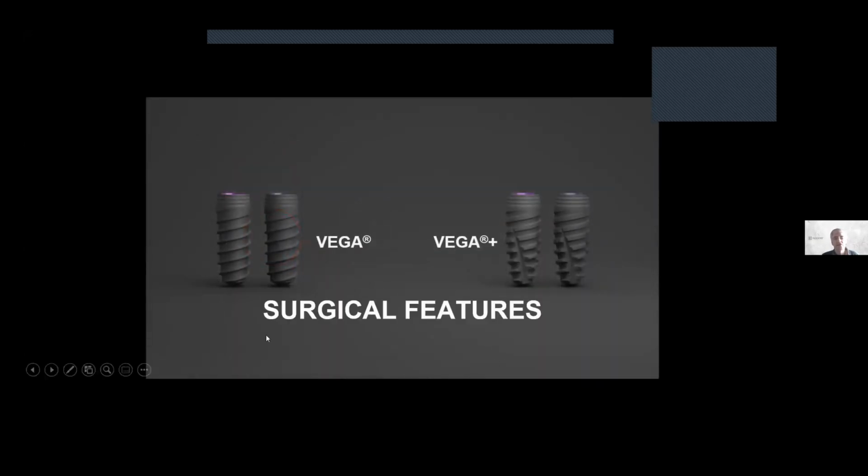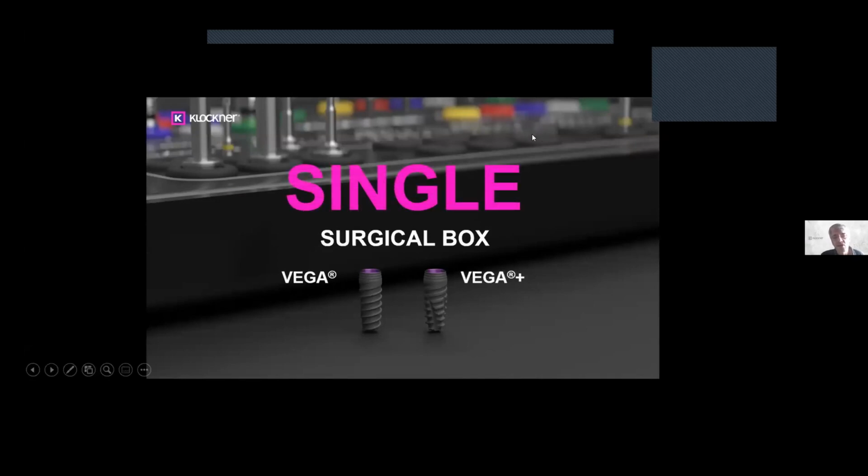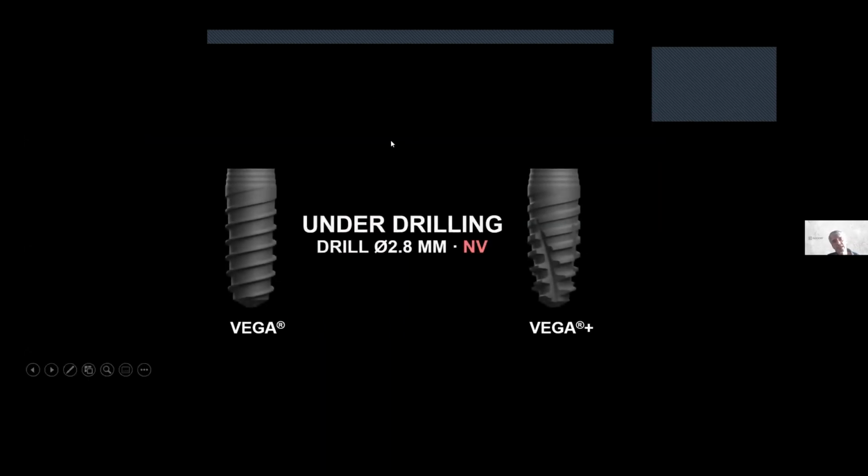Okay, surgical features. Both implants use the same surgical box. There's only one kit. You don't have to buy anything else or anything new to place Vega Plus implants. What we will have to do is change the protocol, the way we place the implants, okay? So in many cases, depending on the bone density, we will have to under drill. When you use Vega, there's no need to. When we use Vega Plus, it's a must. We have to under drill.